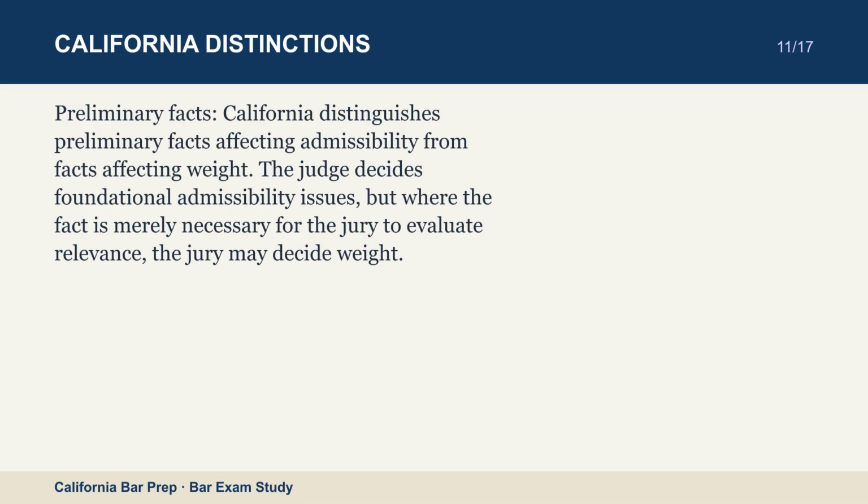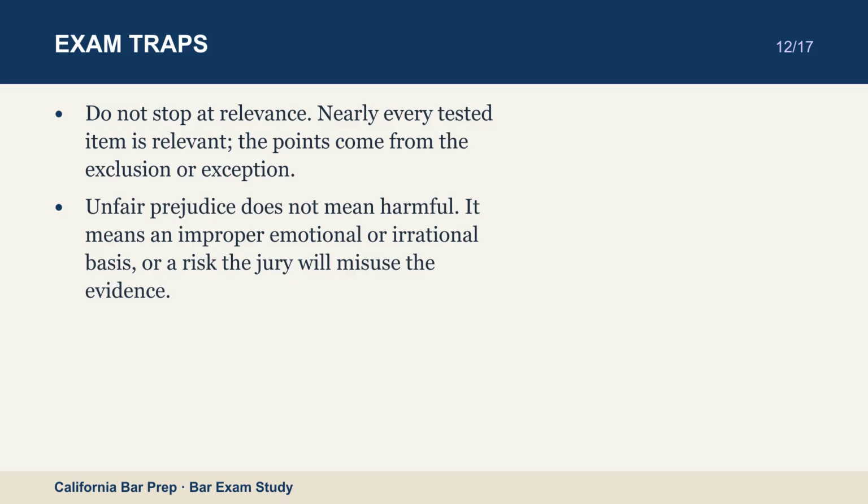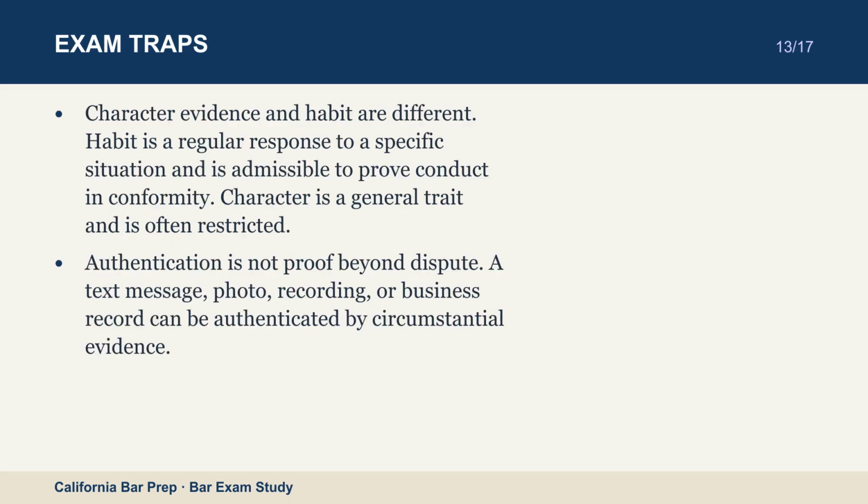Do not stop at relevance. Nearly every tested item is relevant. The points come from the exclusion or exception. Unfair prejudice does not mean harmful. It means an improper emotional or irrational basis, or a risk the jury will misuse the evidence. Character, evidence, and habit are different. Habit is a regular response to a specific situation and is admissible to prove conduct in conformity. Character is a general trait and is often restricted.